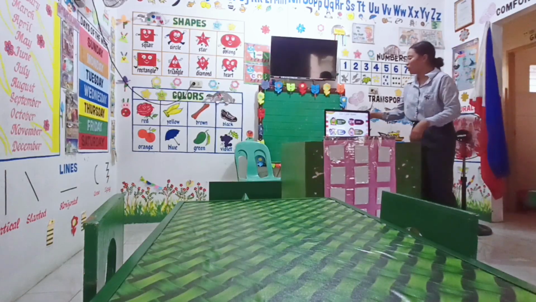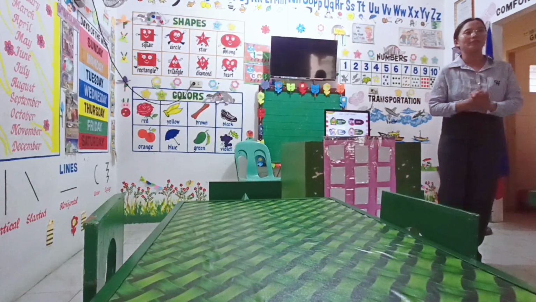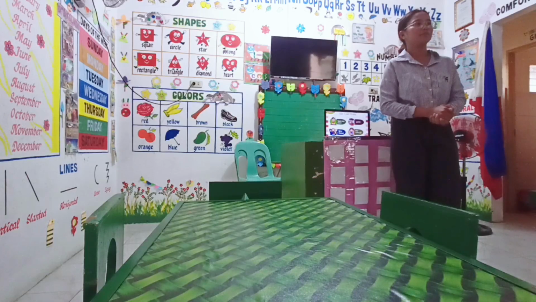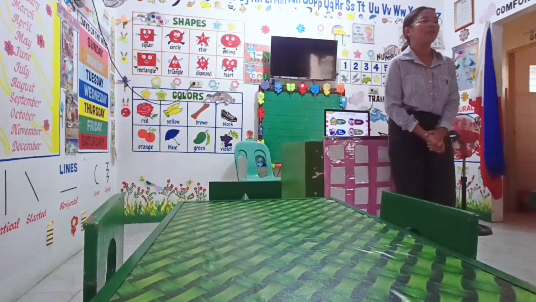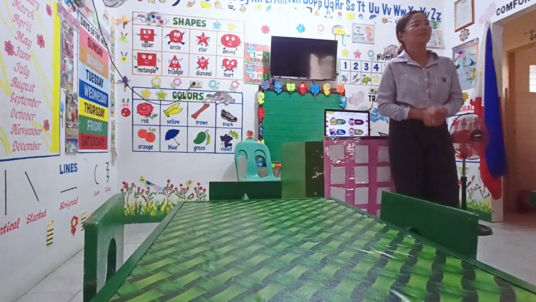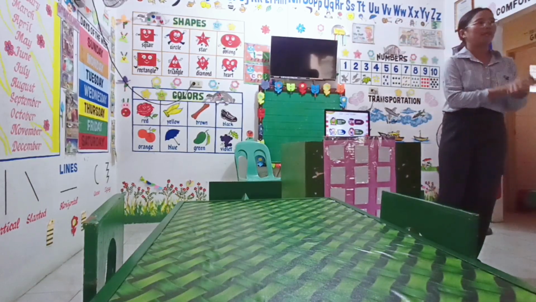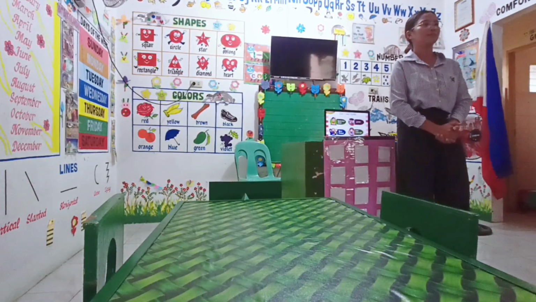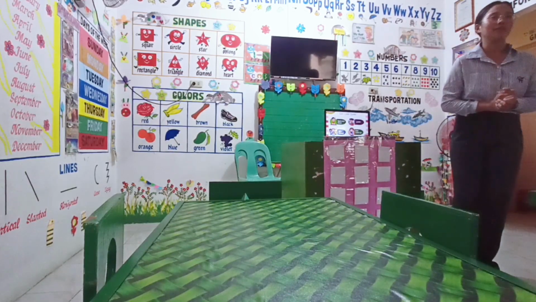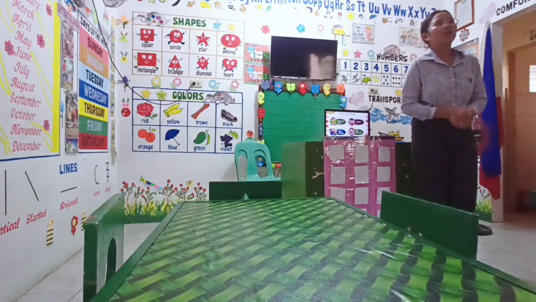Before we proceed to our new lesson, let's have a quick recap of our previous lesson. What was our topic yesterday? It's about plane figures. Very good. What is a plane figure? A plane figure is a closed figure whose points lie on the same flat surface. Correct. And what are the kinds of plane figures? Triangle, quadrilateral, and circle. Correct. Now, what are the four parts of a circle? Radius, diameter, chord, and center. Great. Good job, children.